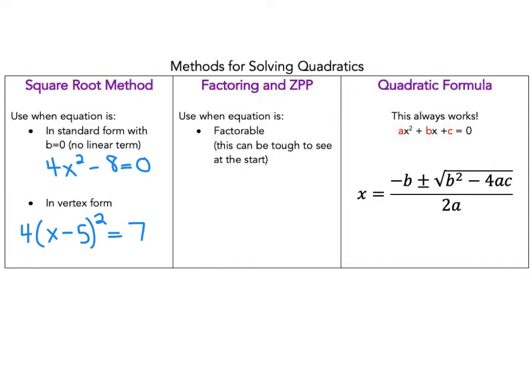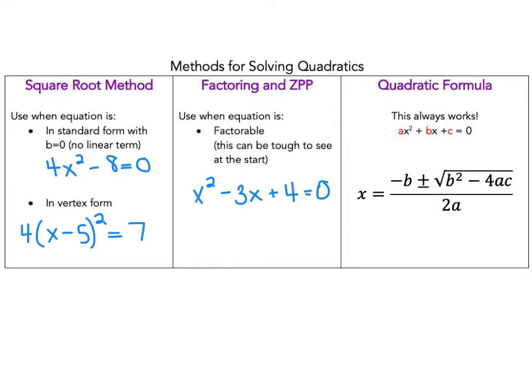Then we learned factoring and the zero product property. This method is sometimes a little harder to spot at the beginning. We can do this when the equation is factorable. But spotting a factorable equation can be a little tricky. So sometimes it's just after trial and error that you abort on this method.